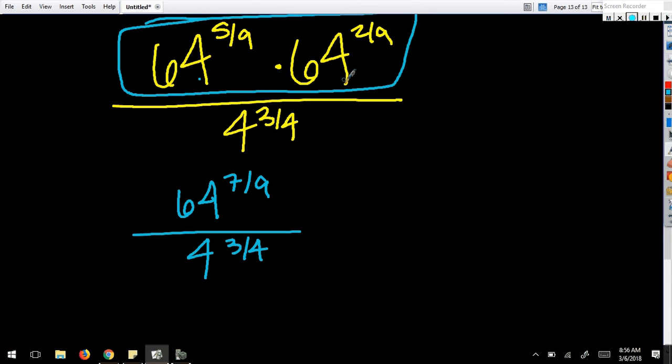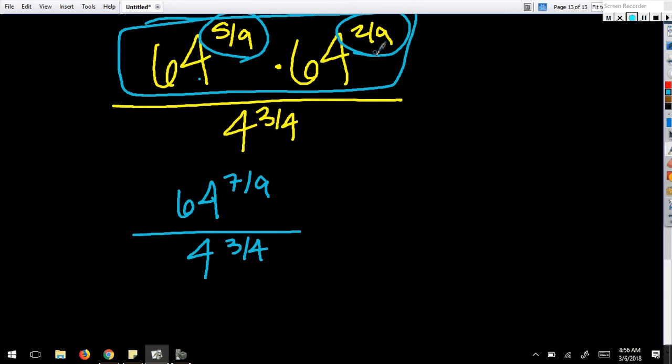Up top, 64 and 64 are the same base. So since the bases are the same, I can add the exponents. I haven't touched the bottom yet. But you're correct, now the bases are not the same. So here's where you have to really think. I hope that you see a connection at this point between 4 and 64. Do you? What's the connection? You can simplify them. Oh, 64 goes in. 4 to the 3rd, you're absolutely right. 4 to the 3rd is 64, right?